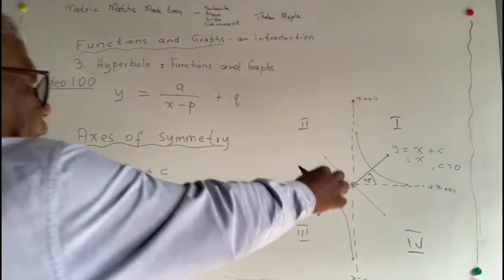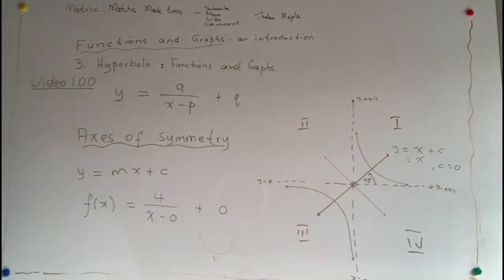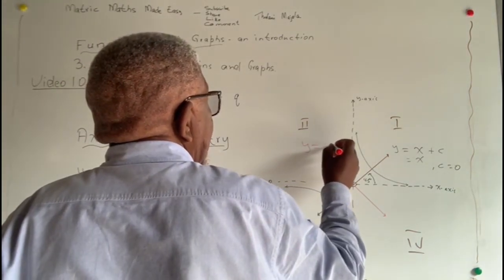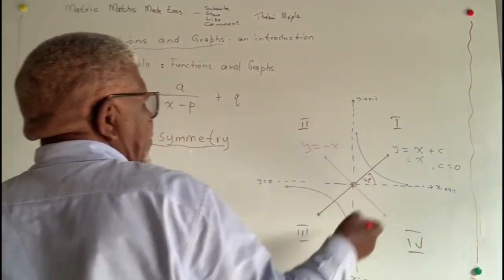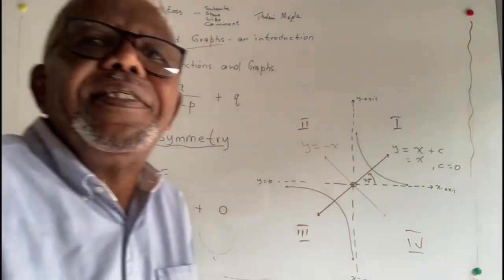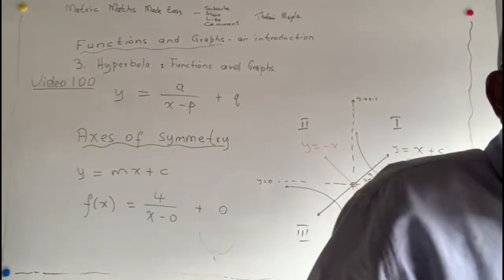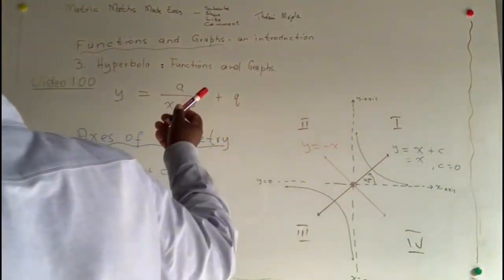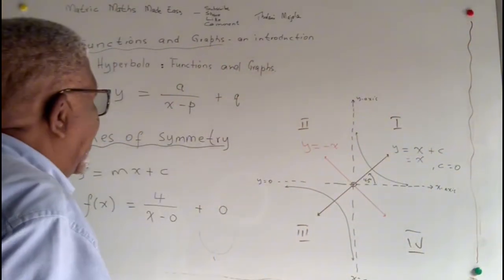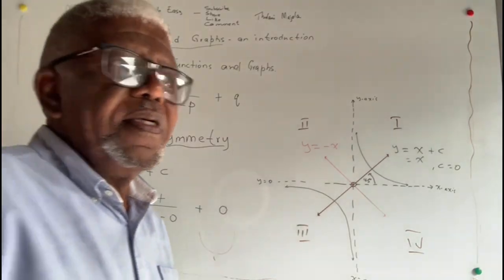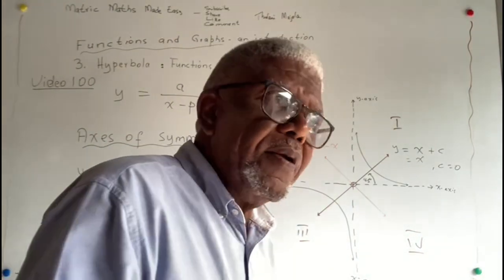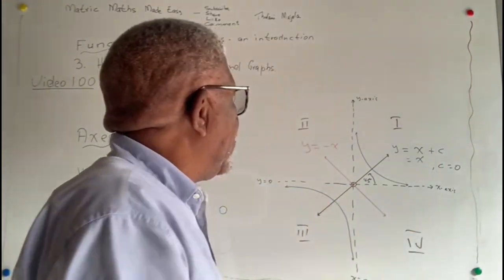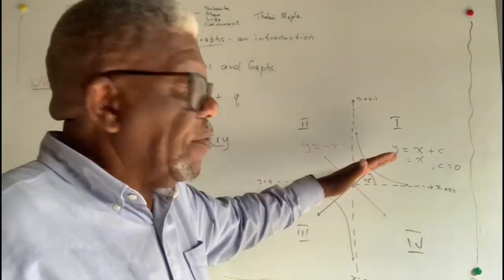Similarly, for the negative gradient, you write it as negative 1, so y equals negative x plus c, but also c is 0. So that's how easy it is to write the axis of symmetry for a hyperbola where p and q are 0. In the following graphs of the hyperbola where p and q are not equal to 0, I'll also demonstrate how to choose your axis of symmetry, either negative or positive.